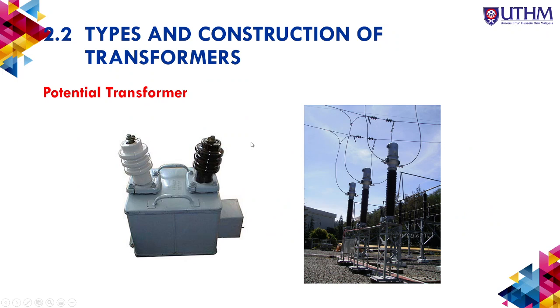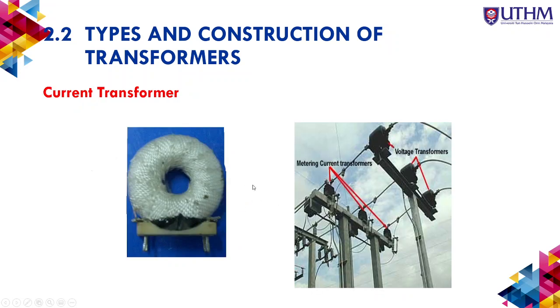So this is a potential transformer in the distribution. Maybe this is not in TMB, but they're using it there. This is a current transformer. It's very small, yeah, very small. We use it in the electronic board.